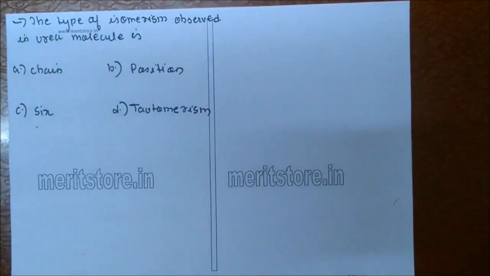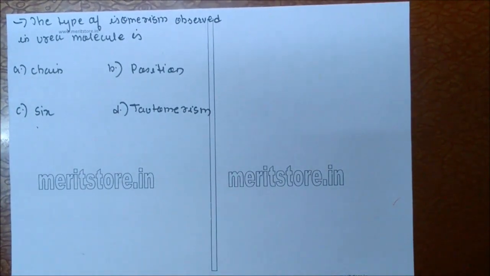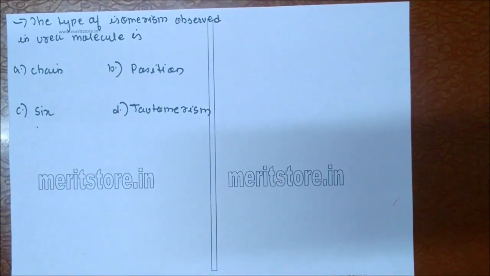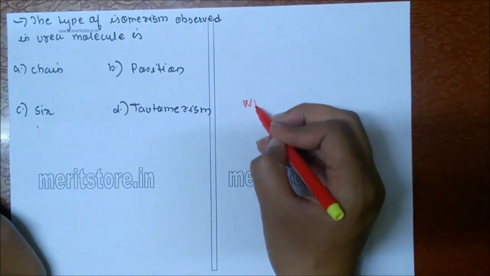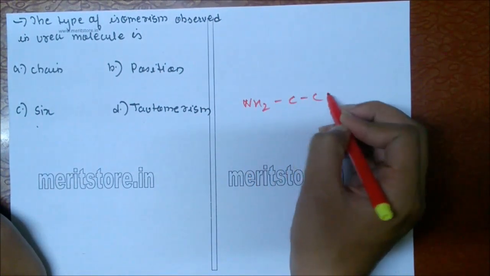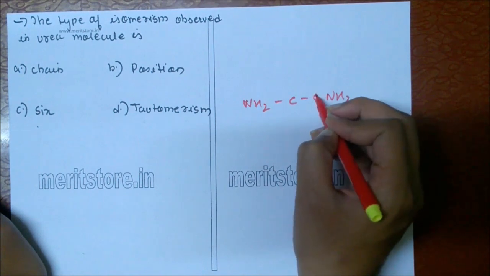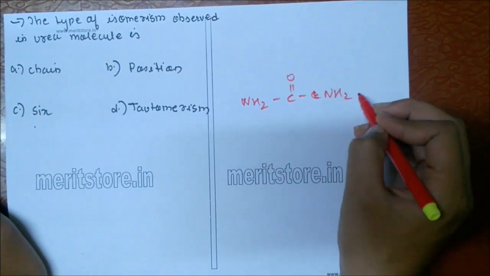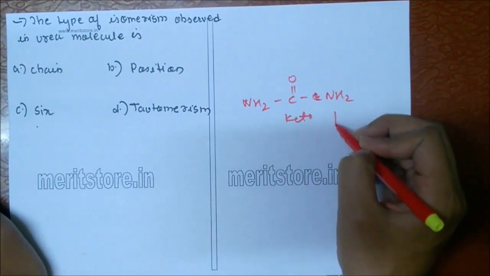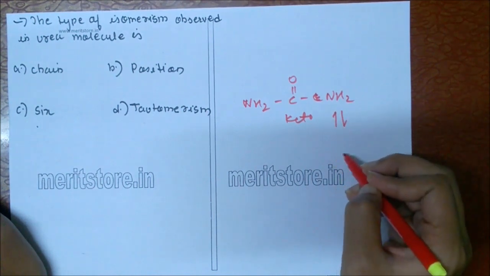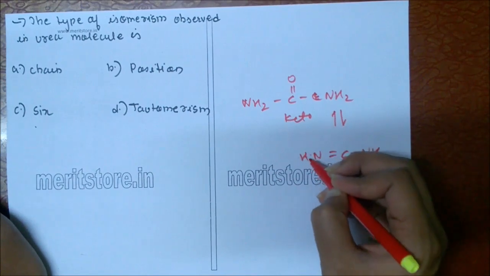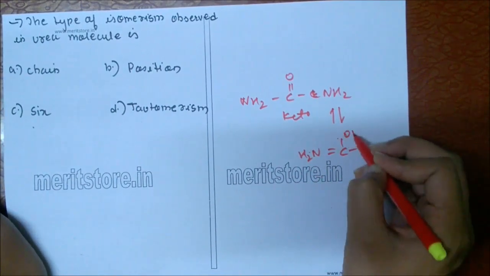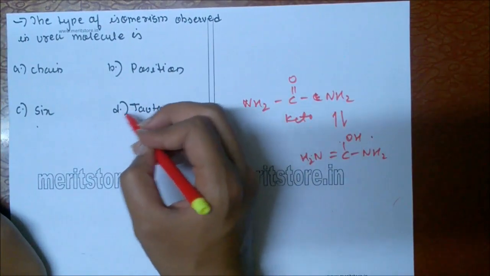Type of isomerism observed in urea molecule is A chain, B position, C ring, D tautomerism. Urea molecule has keto form and enol form, where NH2CONH2 is the keto form and its enol form is C(NH2)(=NH)OH. This is enol form, so it shows tautomerism.